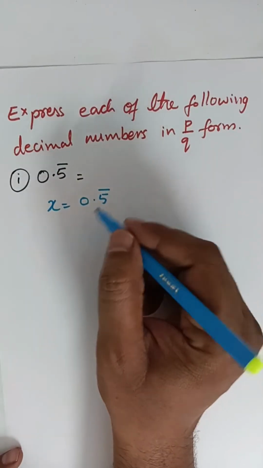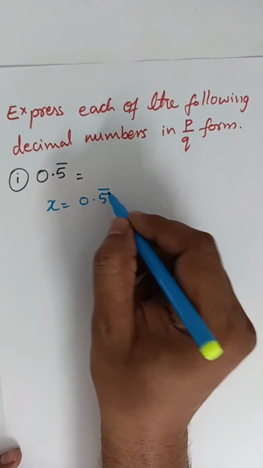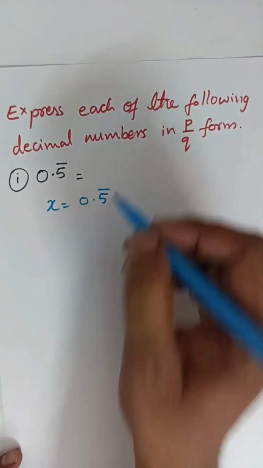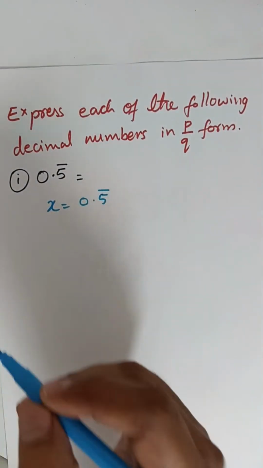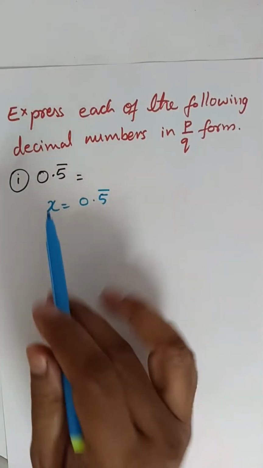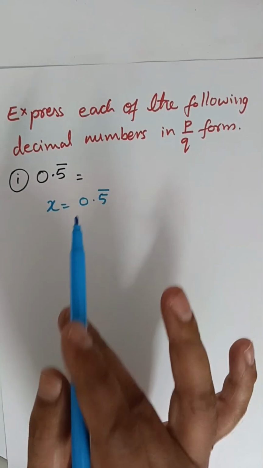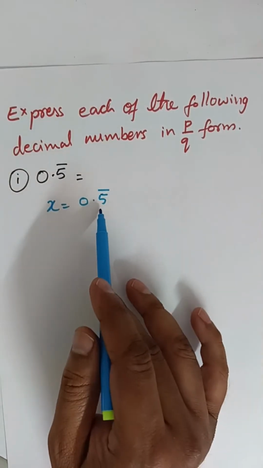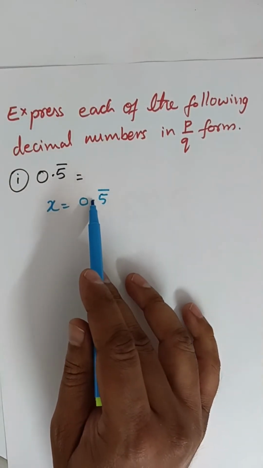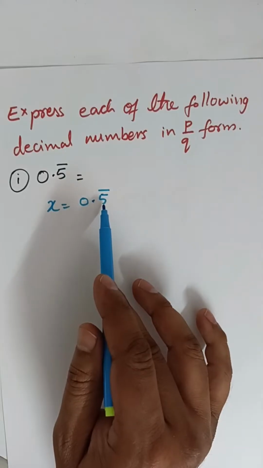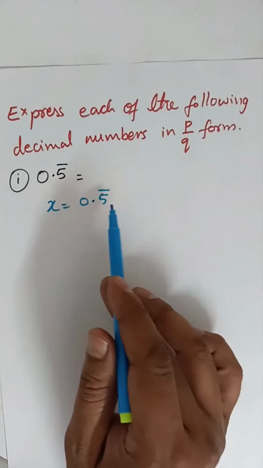0.5 bar. So first understand the concept, then I will tell you the shortcut, the trick, how you can find the answer directly by seeing this type of decimal values. Okay. Now, the bar means this 5 is repeating again and again.